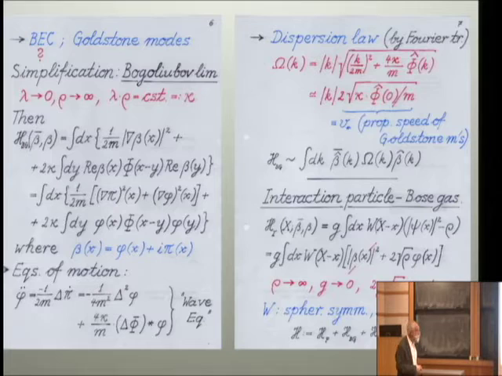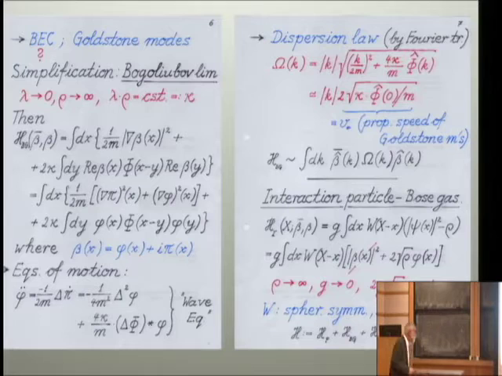This is a little interesting, and maybe you should try to remember this. If you turned off the interaction completely, you would end up with an ideal non-relativistic Bose gas, for which the frequency of a mode with wave vector k is quadratic in k. It goes like k squared. As soon as you turn on interactions, the leading behavior at small wave vectors is linear. That's something to be kept in mind.